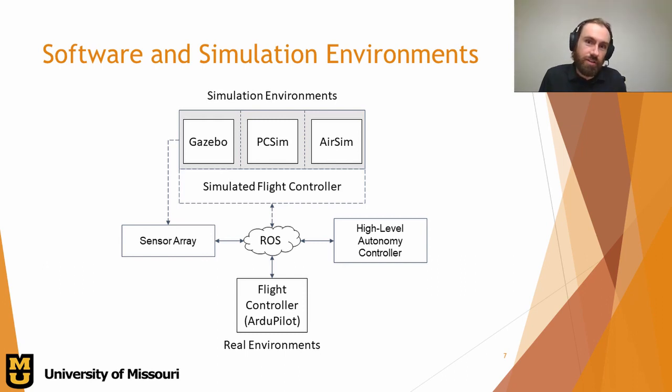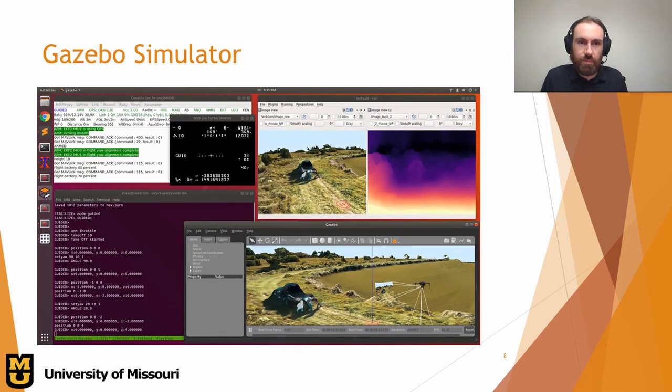So the three simulation environments I'll talk about on the next couple slides are Gazebo, AirSim, and our in-house environment called PC Sim. So to start, the Gazebo simulator provides a nice integration with ArduPilot and ROS, and it can simulate lots of different robot configurations with 3D world models, physics, and access to virtual sensors.